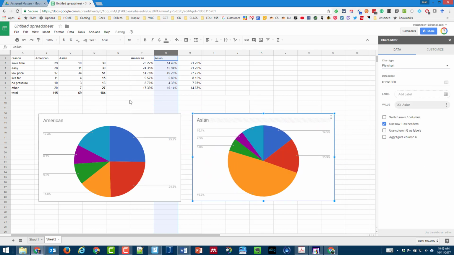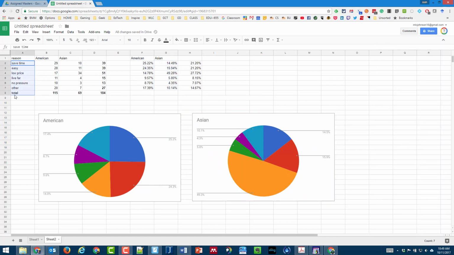And I didn't put the actual totals in there. I probably should have, but it'd make it easier when I look at this. But I'm looking at it and I see that the majority of Americans, I shouldn't say a majority, almost a majority of Americans do it for the first two reasons, save time and easy. Whereas when I look at the East Asian students, the majority of them do it because it is a low price. All right, so that's one way to kind of show those. So that's, to me, the biggest difference between those two students.